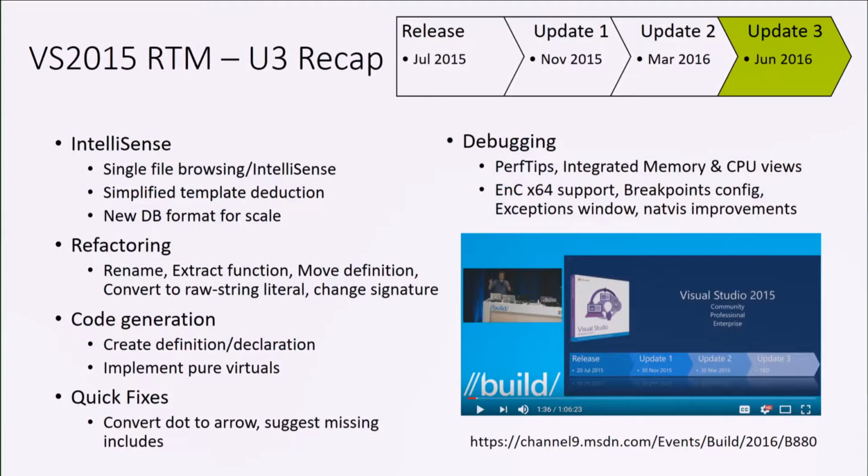With that, I'm going to do a quick recap of what we shipped with our RTM product and what we've done since then in Update 3. As you'll see, we've done a bunch of work in our productivity and debugging story. From a productivity perspective, we've improved our IntelliSense story. We now offer single file IntelliSense, and we also have a new database format which allows better scale for IntelliSense. From a refactoring perspective, we added a bunch of features like rename and extract function, which we'll be demoing. We also added some quick fixes.